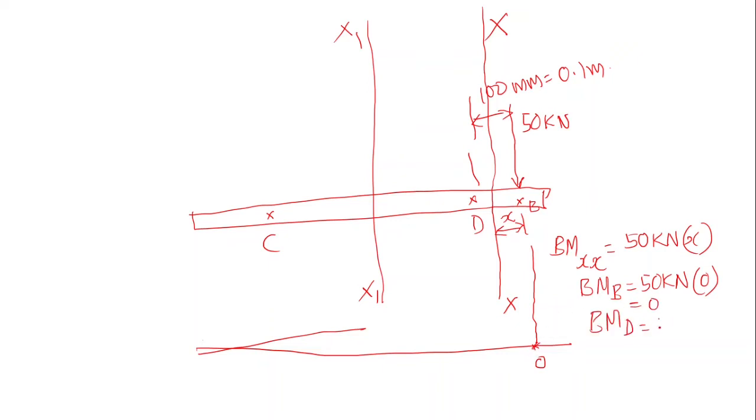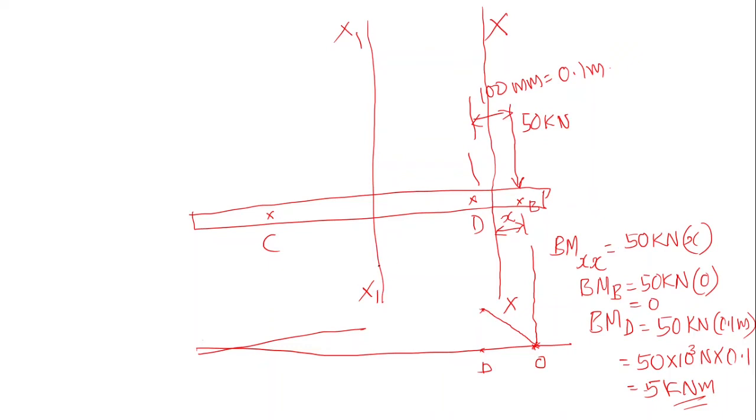Bending moment at D is equal to 50 kilonewton into 0.1 meter. That is equal to 50 into 10 raised to 3 Newton into 0.1, that's equal to 5 kilonewton meter. That will be at this particular point D, and the bending moment varies linearly up to this particular point. Here is the maximum bending moment.